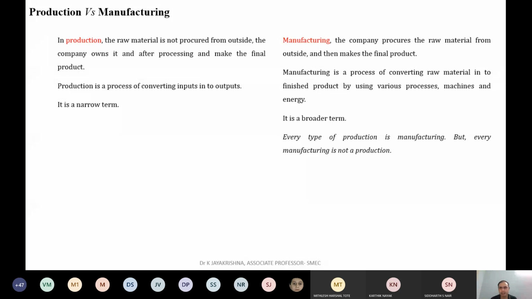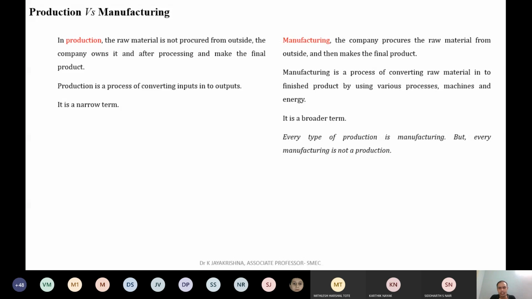But if I say manufacturing, the company procures raw material from outside. It's like a smelting unit, or it can be any company. It will take the raw materials from outside the company and it will manufacture the product. Manufacturing is the process of converting raw material into finished goods by using various machines and energy. Because manufacturing is production, they are going to convert raw material into finished product. And manufacturing is a broader term.